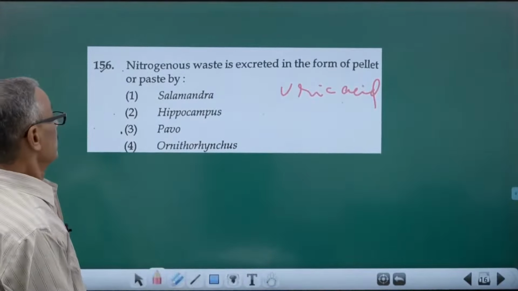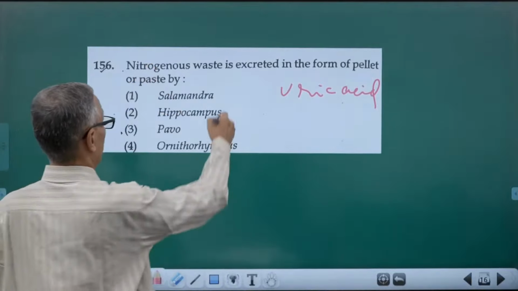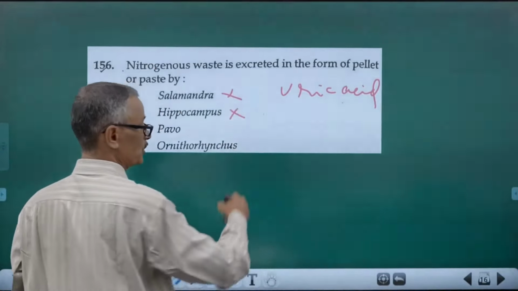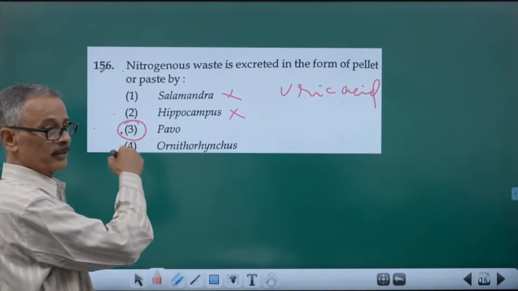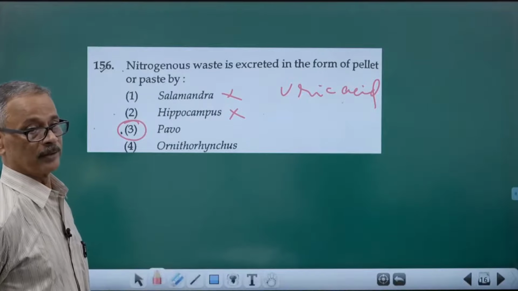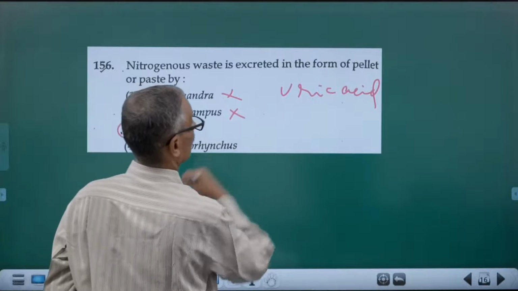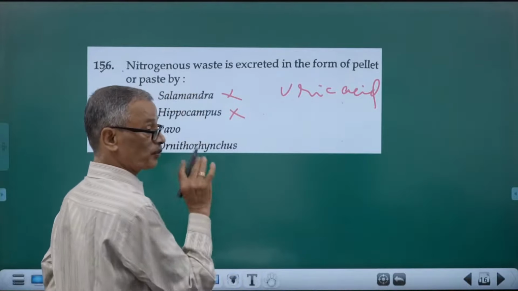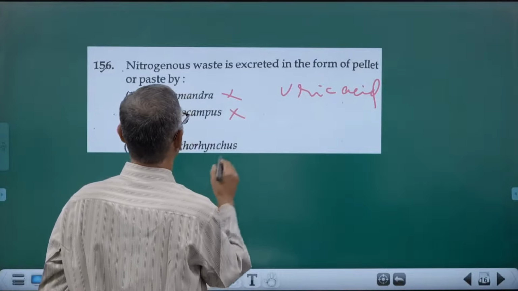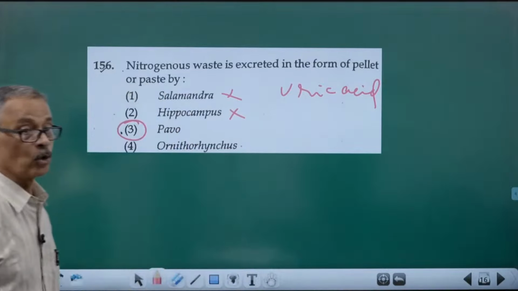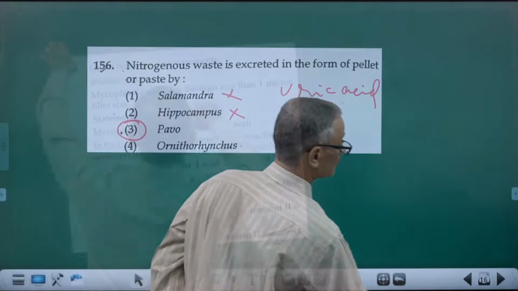Clear? Salamandra, amphibians. Amphibians are ureotelic. Hippocampus, fish, ammonotelic. Pavo cristatus, the bird, the national bird. So, birds and reptiles are typically uricotelic, insects are typically uricotelic. Ornithorhynchus, a mammal, ureotelic. So, the answer is Pavo cristatus.